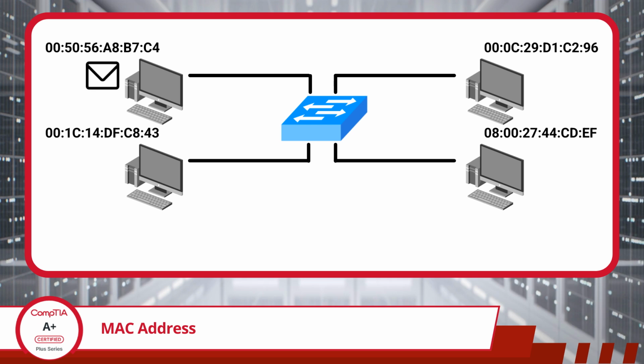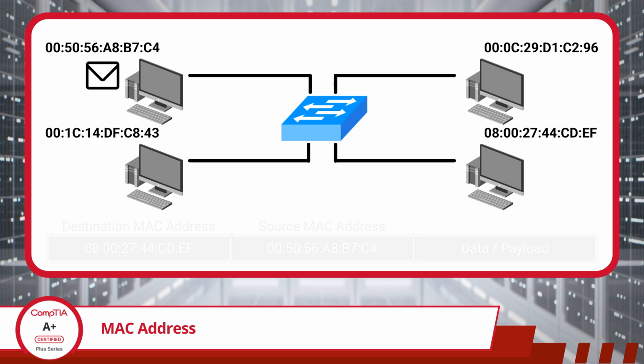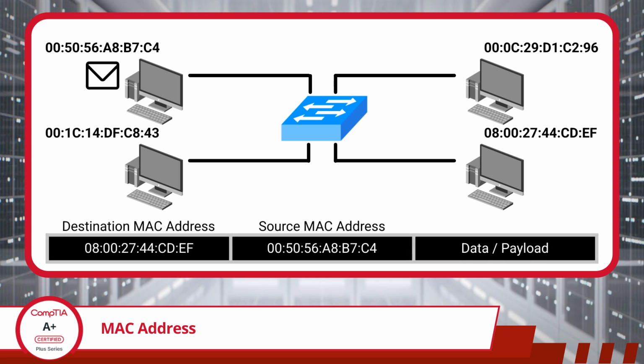First, we need a data packet to be sent. Luckily, the workstation in the top left of our diagram has a data packet to send to another device in our local area network. Now the workstation needs to encapsulate the data to be sent into an Ethernet frame. The Ethernet frame will include the destination MAC address, or the MAC address of the device the workstation will be sending the data packet to. The Ethernet frame will also include the workstation's own MAC address, known as the source MAC address, and finally, the data or payload that will be sent with this packet.